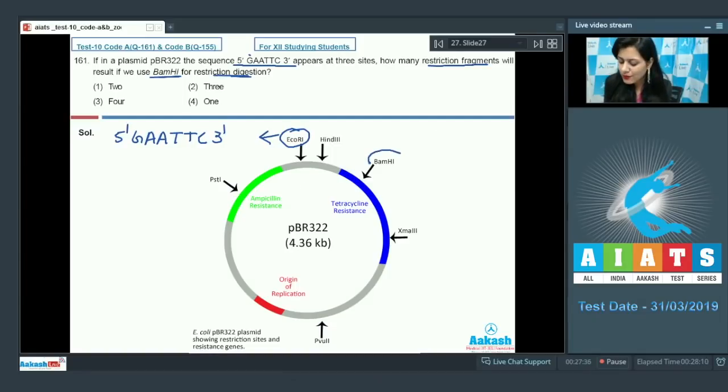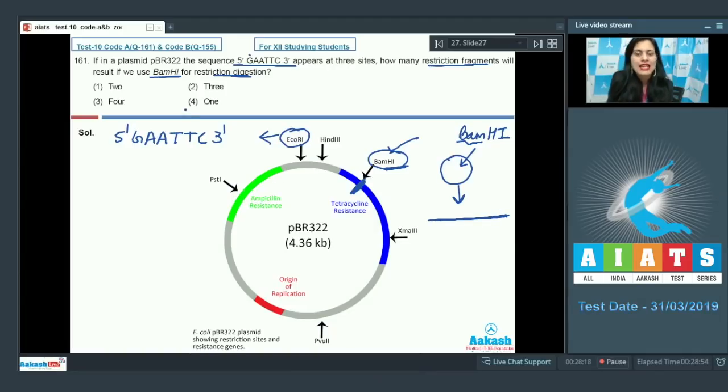The unique site for BamHI is present in pBR322, which is here, and therefore the circular plasmid gets linearized, giving one fragment. So if we cut this pBR322 using restriction enzyme BamHI, we'll get one linearized fragment of DNA. So the correct answer to this question is option number 4, 1. 2, 4 and 3 are the incorrect options. So the correct answer to this question is option number 4.